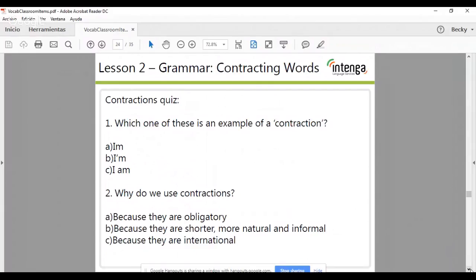I'm trying to think. English. In Spanish. Oh, yeah, Spanish has contractions. Not many. I can only think of two at the moment, actually. But anyway, yes. So in other languages, they do use them.